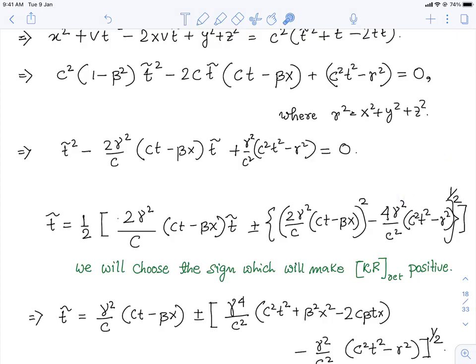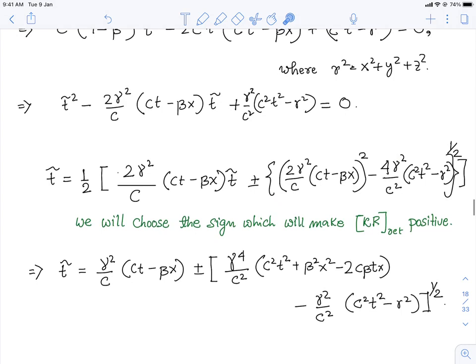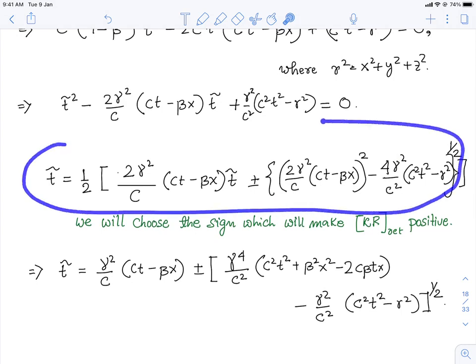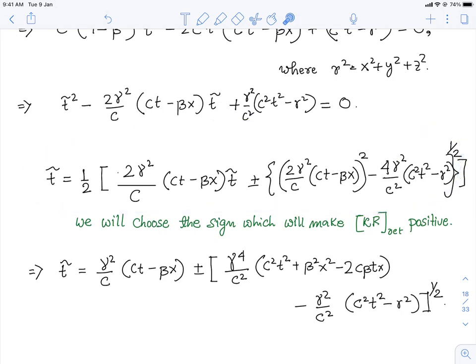So here, once I have this, this is the solution for t̃. I will take this t̃ and plug it back in that original expression. But as you can see, because I have solved a quadratic equation, I have 2 solutions. And essentially, I should keep the sign for which this t̃ is the retarded time. Compared to t, it happens earlier. It's the retarded time. That is the physical thing that goes in determining the sign.